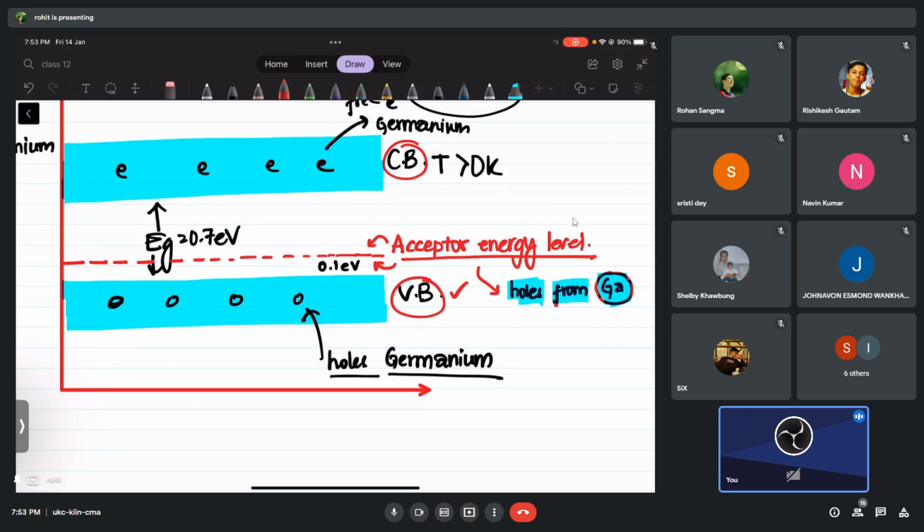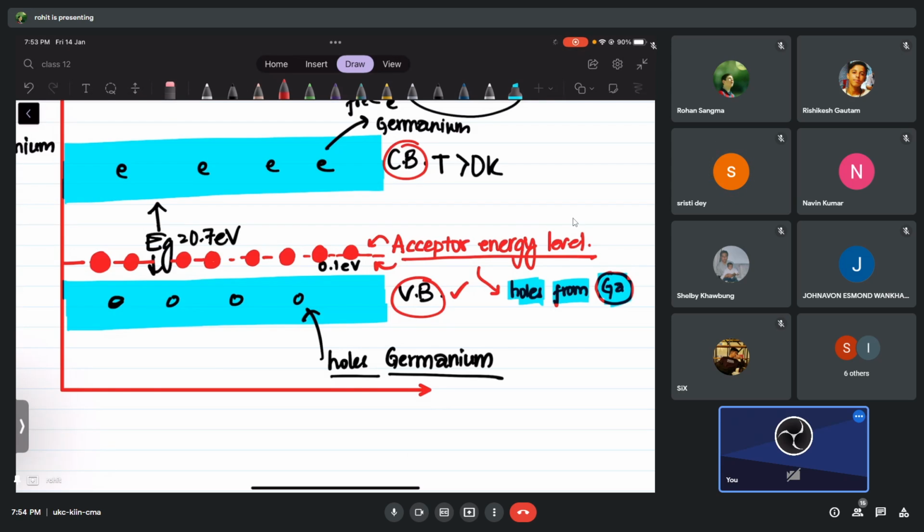So I'm going to draw holes here. Let me draw using red. Look at this. This is a hole. This is a hole here. All these holes are coming from gallium. If I add 10 gallium, how many holes will I get? How many incomplete bonds will I get? 10. So I'm going to get 10 holes in this level.